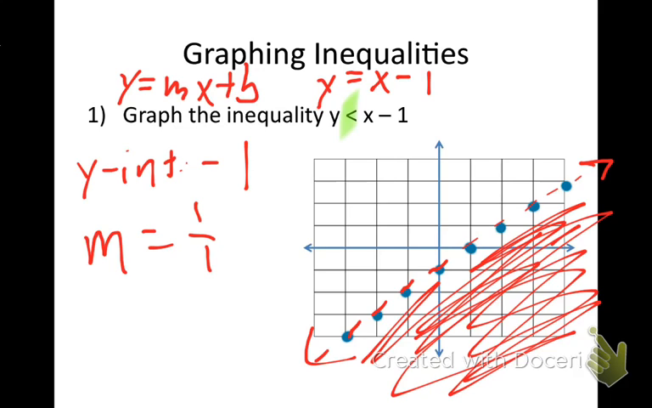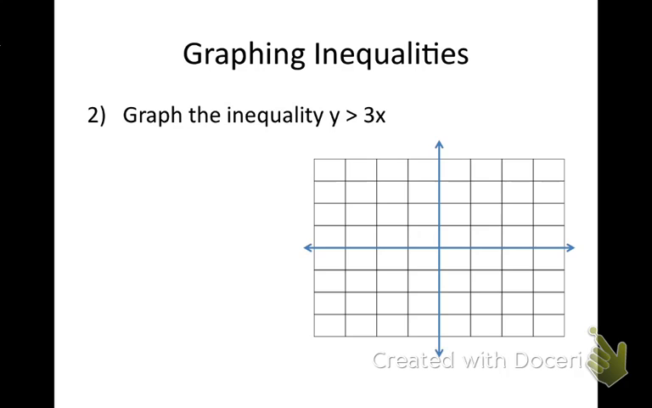So again, just review of graphing, just like we did the other day. The only difference now is, hey, I might have some dashed lines. I'm looking to see if I'm going to shade above or below. All right, let's try number 2 here. It says graph the inequality y is greater than 3x.